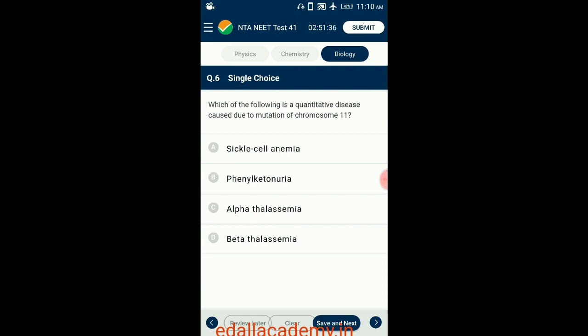Thalassemia differs from sickle cell anemia in that the former is a quantitative problem of synthesizing too few globin molecules, while the latter is a qualitative problem of synthesizing an incorrectly functioning globin. So the correct option for this question is option D, beta thalassemia.